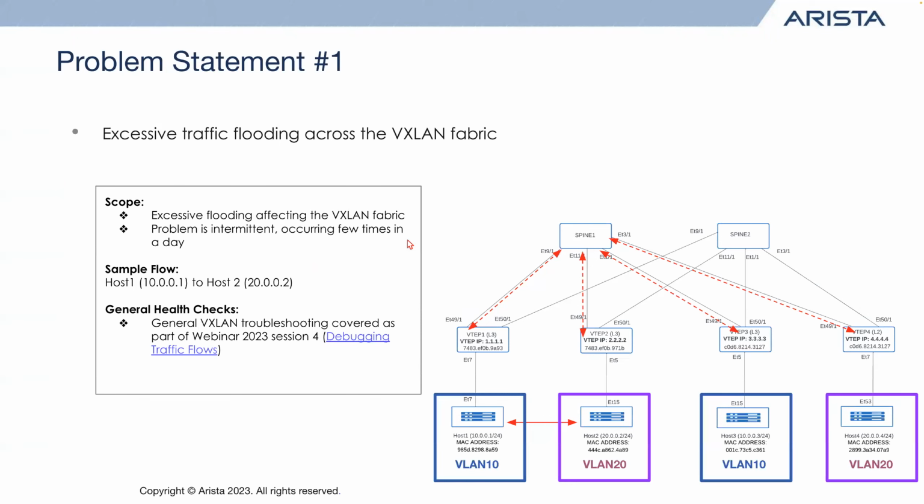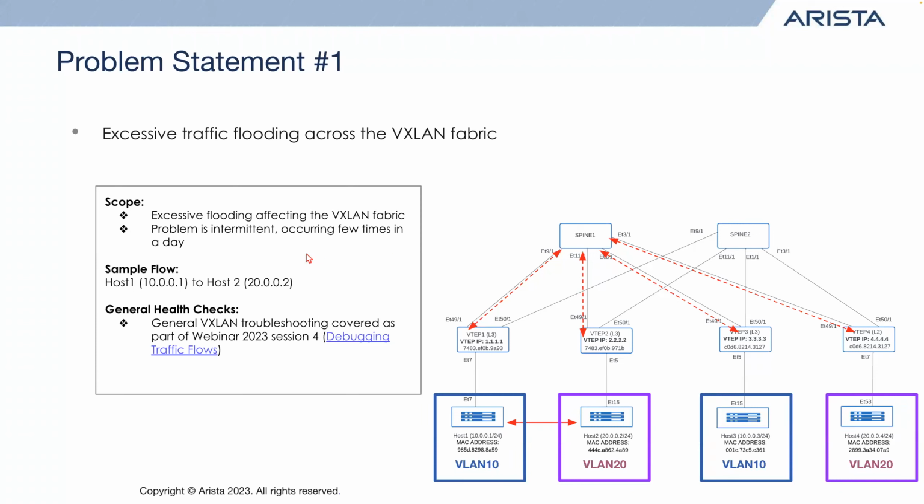So now, since we are familiar with the topology diagram, let's take a closer look at the first problem statement. So essentially, this problem has been reported, and the main symptom observed is excessive traffic flooding going across the VxLAN fabric. And this has been observed to be intermittent behavior. So it's not always that this is happening, but this is happening pretty frequently throughout the day.